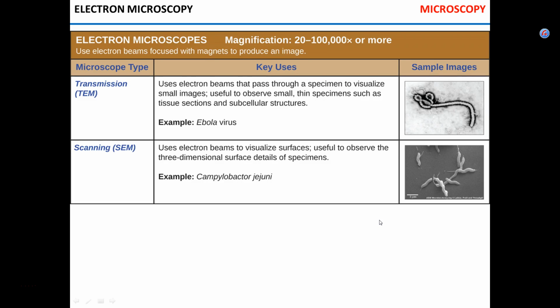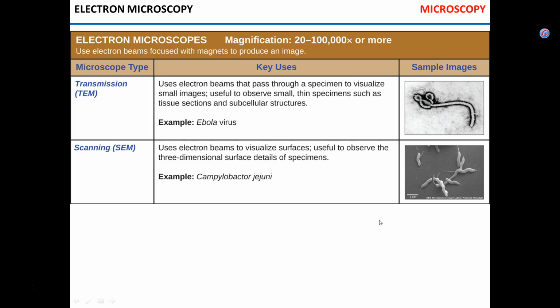Now that was light microscopy. This is electron microscopy. In light microscopy, we use a beam of light to go through the specimen, right? Make sense? In electron microscopy, we use a beam of electrons. That's the whole difference. Electrons allow you to increase resolution, right? So you can see smaller details of the specimen.